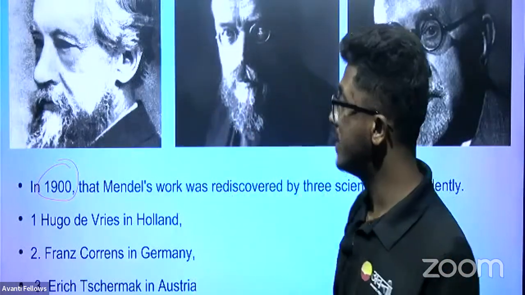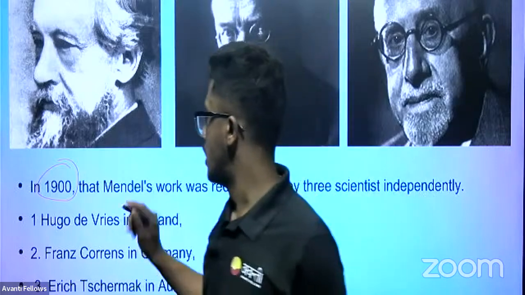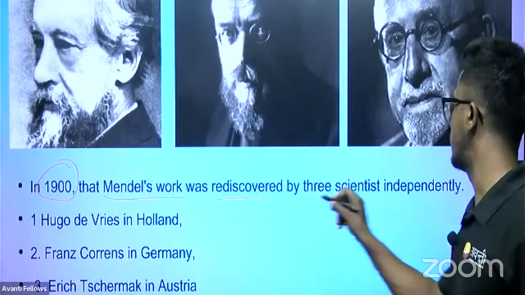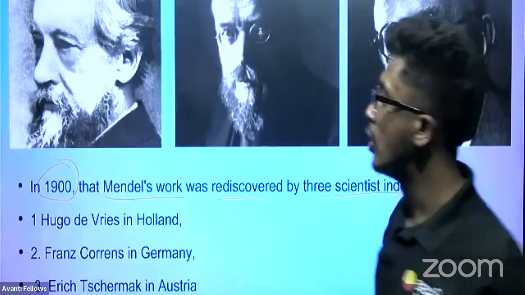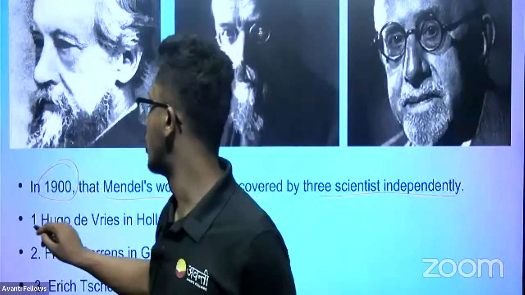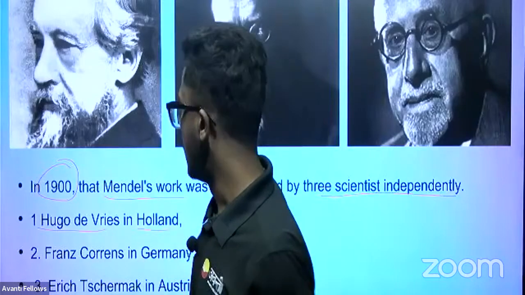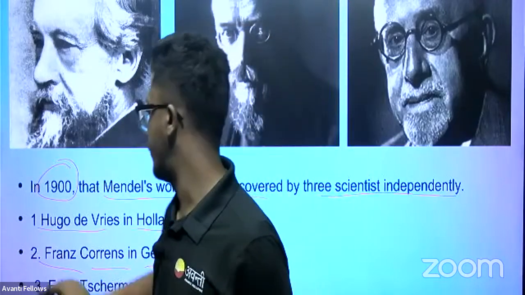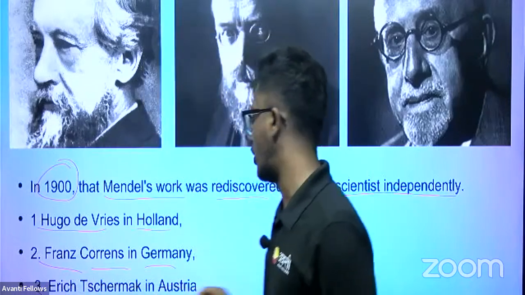Anyway, in the 1900s, Mendel's work was rediscovered by three scientists. It's very important that you remember their names. One is Hugo de Vries, who is from Holland. Then you have Franz Correns, who is from Germany. And then you have Erich Tschermak, who is from Austria.